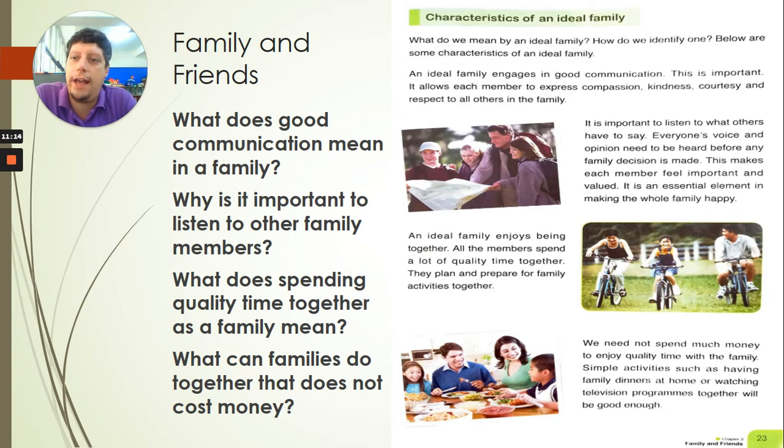Communication means when we are able to talk to each other easily. When we want to do something, we're not afraid to ask, and we can easily talk to our parents if we want to do something, or if they want to do something, they can talk to us easily. It's being able to communicate and do things together without any trouble or problems.